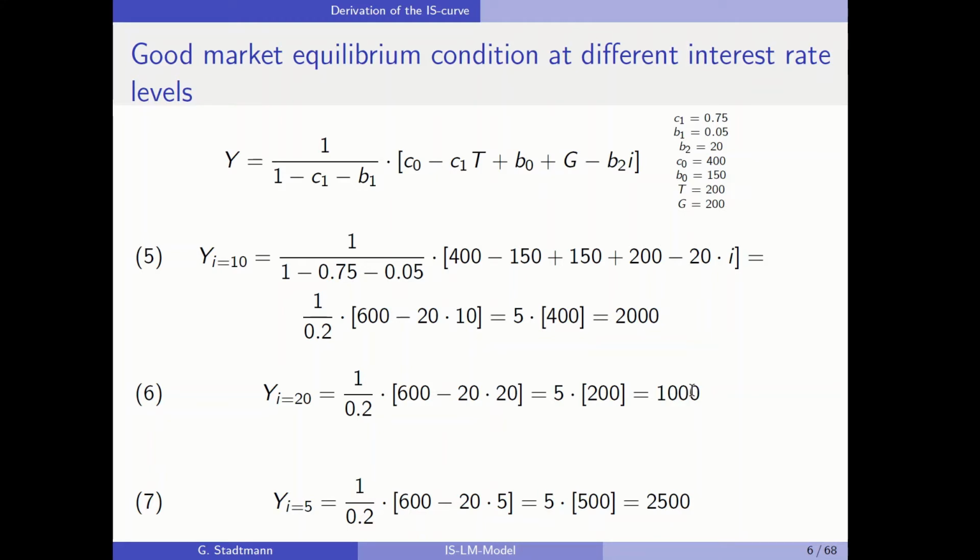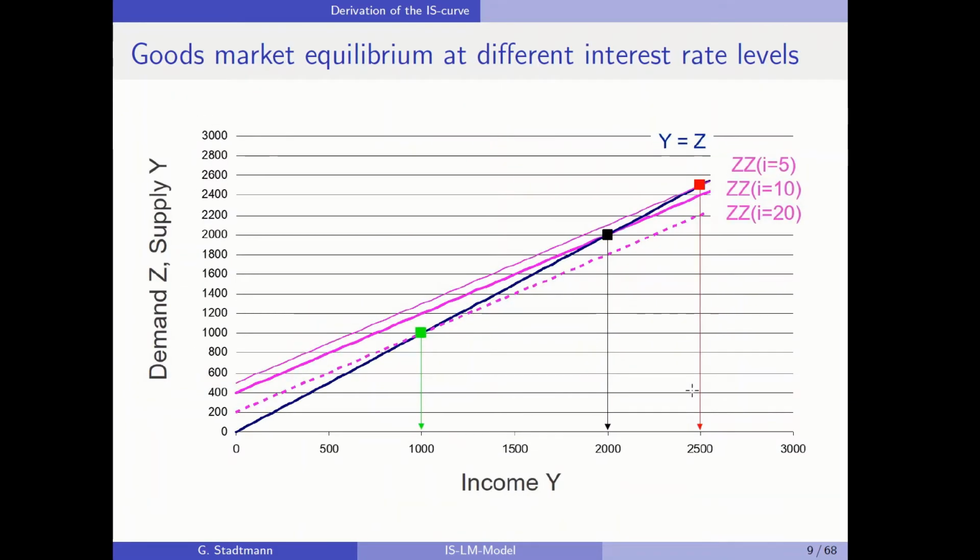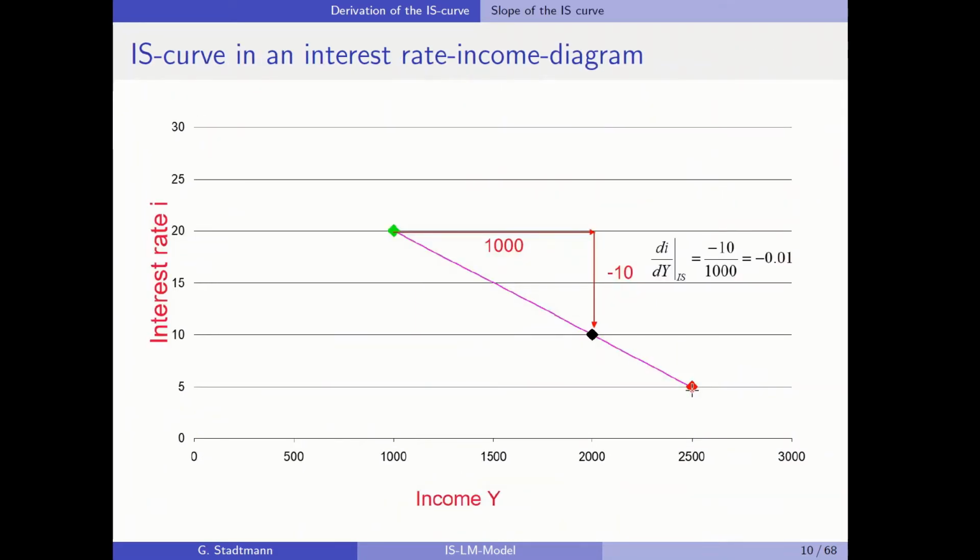Why is it the case that we are looking at different combinations of the interest rate and the GDP level, where this equilibrium condition is fulfilled? The reason why we are looking at these different scenarios is that we would like to come up with an IS curve. And in this IS curve, we have different combinations of the interest rate and the income level where the goods market equilibrium condition is fulfilled.